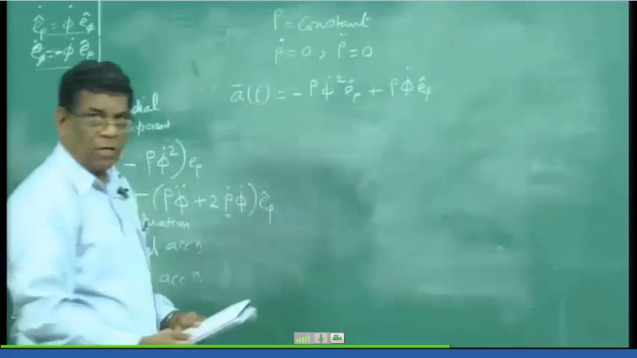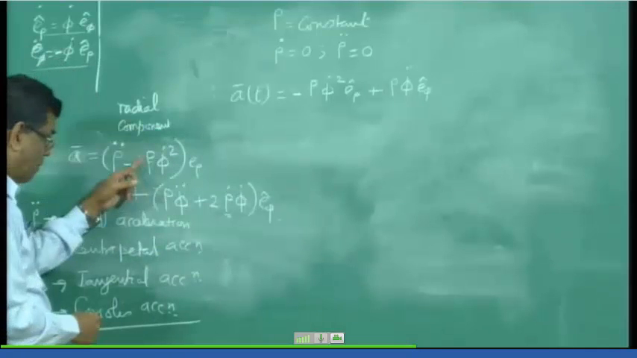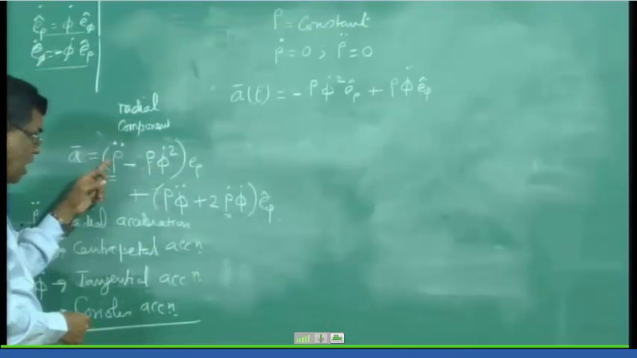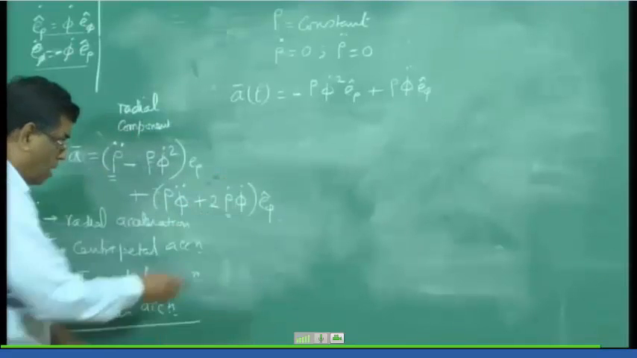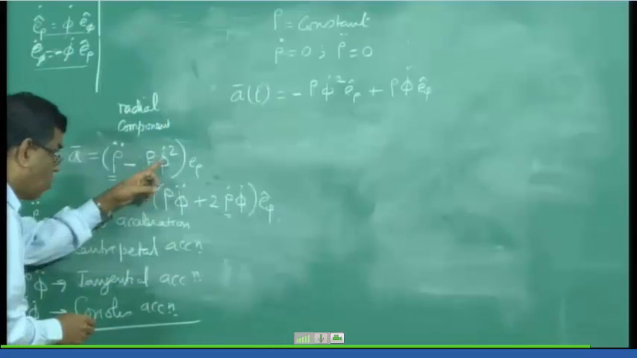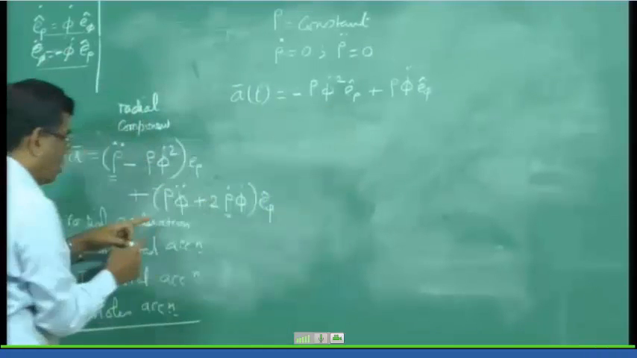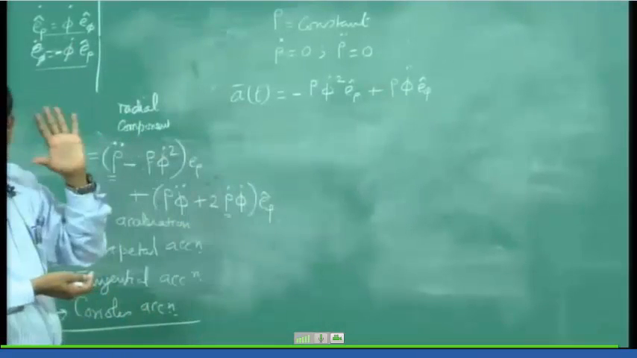So I get only two terms. This is there because it is rho phi dot square. This is not there, rho double dot is 0. This is not there, rho dot is 0. This term will go, this term will go, only these two terms: minus rho phi dot square E rho, and rho phi double dot E phi. That's what I have written. Only two terms in this case.